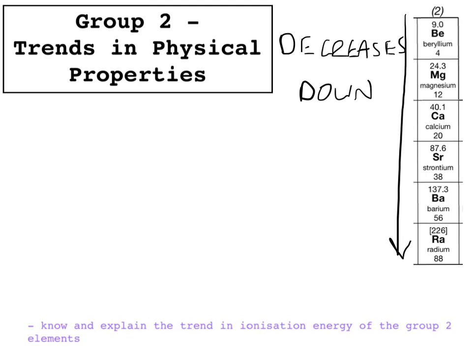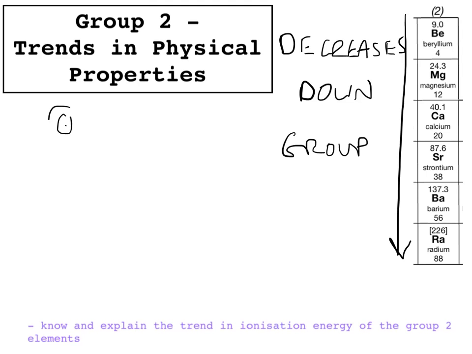So what we've got to think about is why does it become easier to remove the electrons as you go down the group? And it kind of links to the same reason as why the atomic radius increases. And it's because there is an extra shell of electrons, and therefore the outer electron is further from the nucleus. And it's also experiencing more electron shielding.